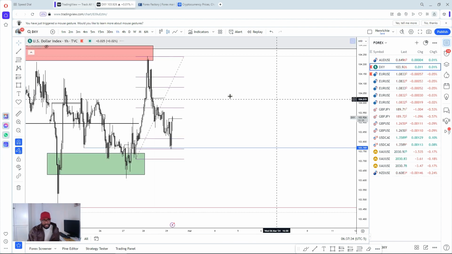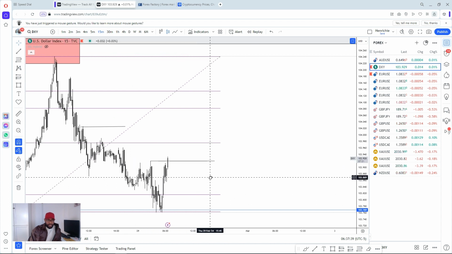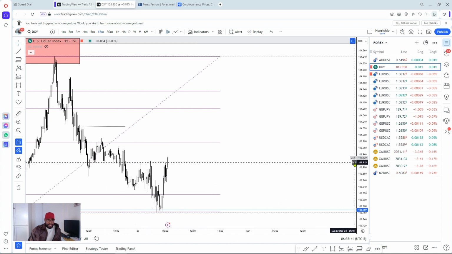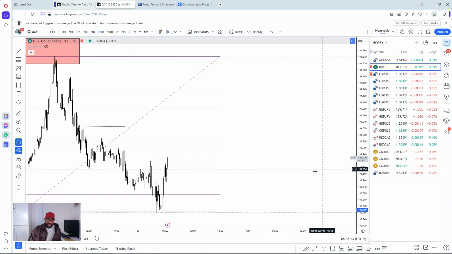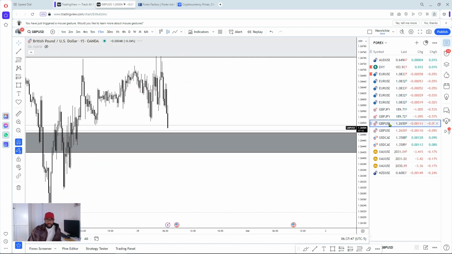So let's look at what's happening with the dollar. The dollar has broken structure. So next thing we want to see is a close above this high. Once we close above this high, then we'll wait for a retest right here. So we'll look at GBP US dollar as well.